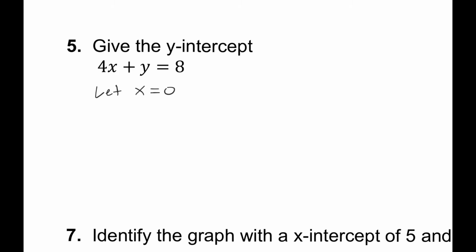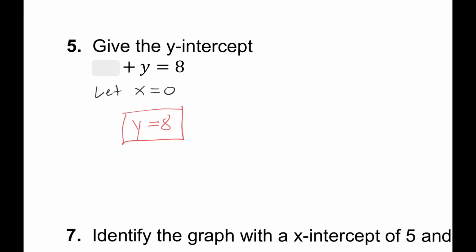Now, a trick you guys can do when you are looking for the y-intercept, where the line crosses the y-axis, you can ignore the x. Since x is going to equal 0, you can actually just ignore the x like this, and then you keep the y, and it is a positive. So it's a positive y equals 8. So that is your y-intercept.